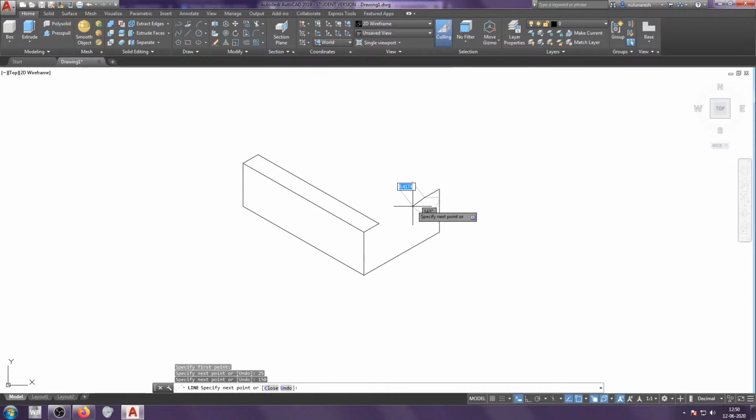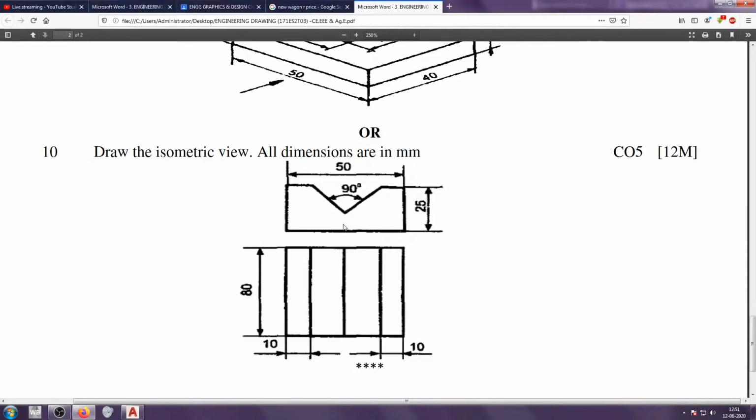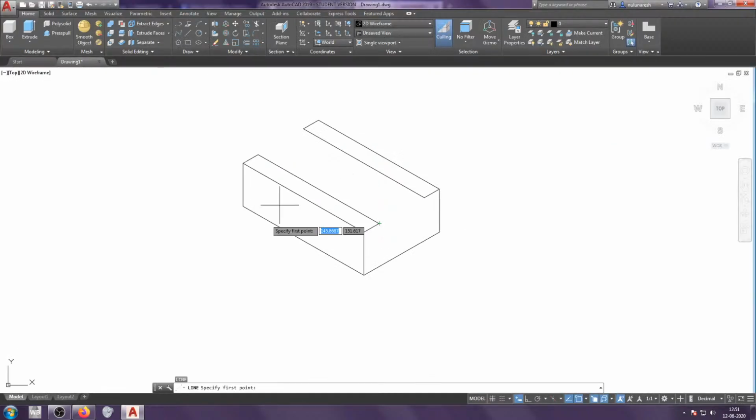10 at 150, 80 at 150, 10 at 30, and this one has to be defined with a certain angle. So here if it is 90 degrees of inclination means it is going to be 120 degrees of inclination.